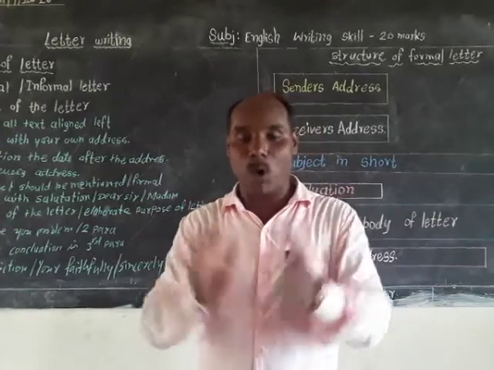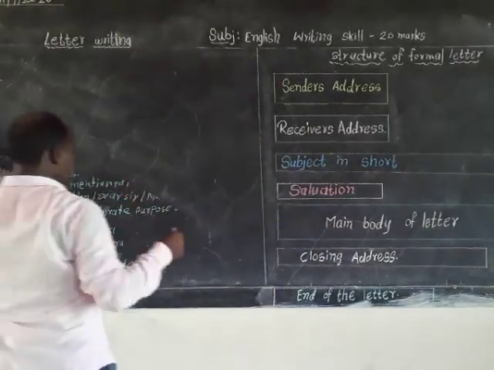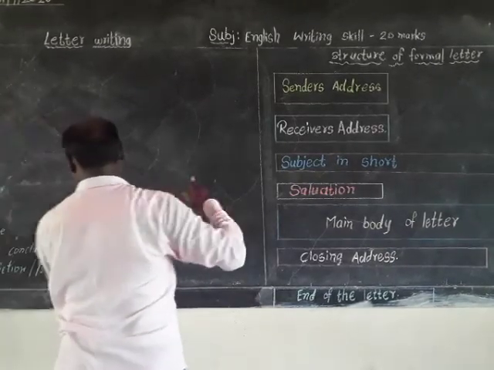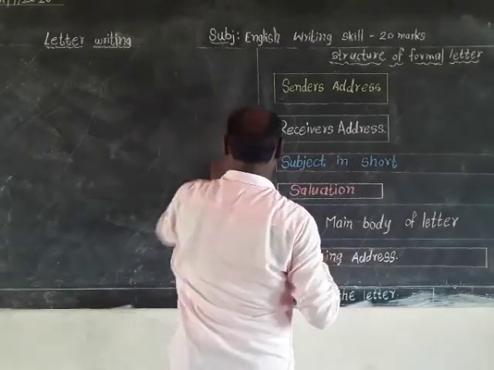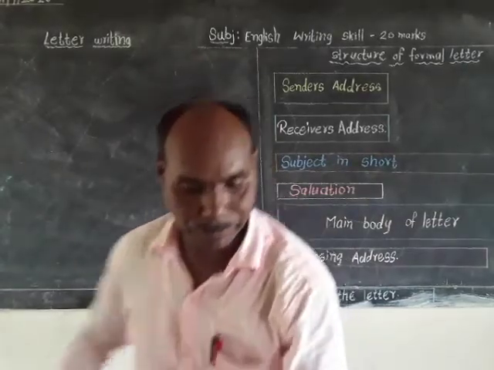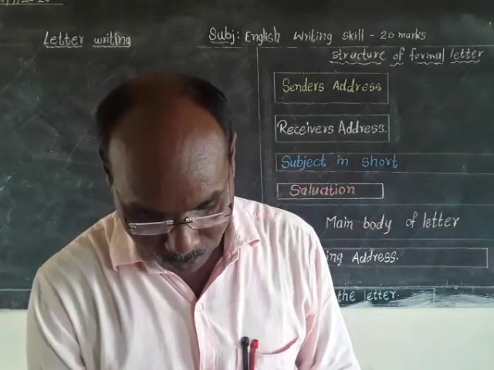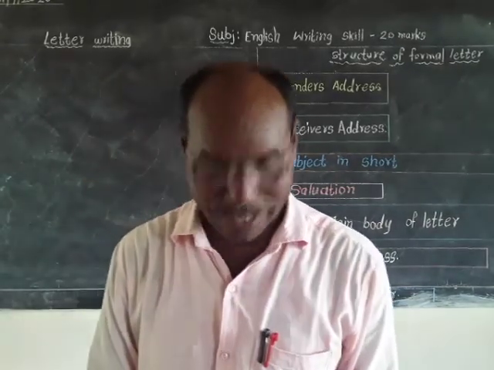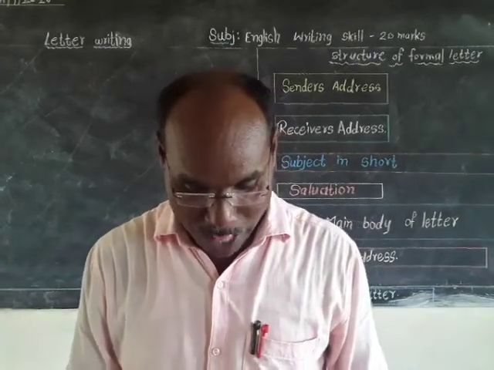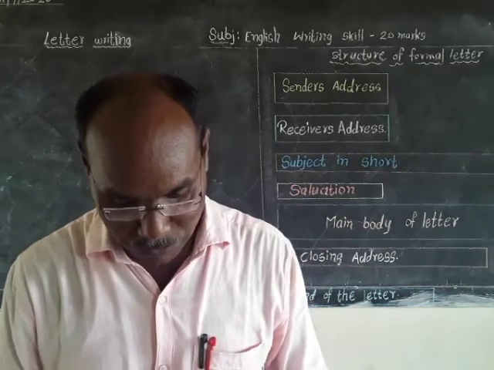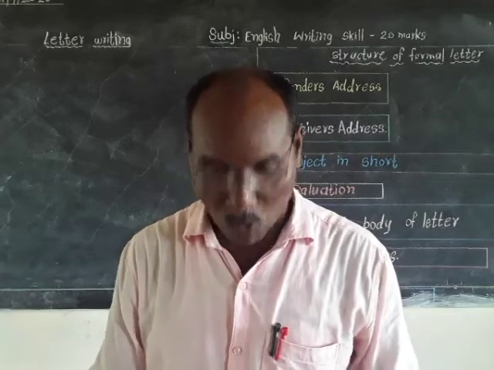Now let us see how to write the formal letter. Question: Formal letter. Write a letter to the chief officer of the Nasik Municipal Corporation, Rajiv Gandhi Bhavan, Nasik, for providing dustbins, brooms, garbage trolley, etc. for the no plastic campaign. You may add your own points.